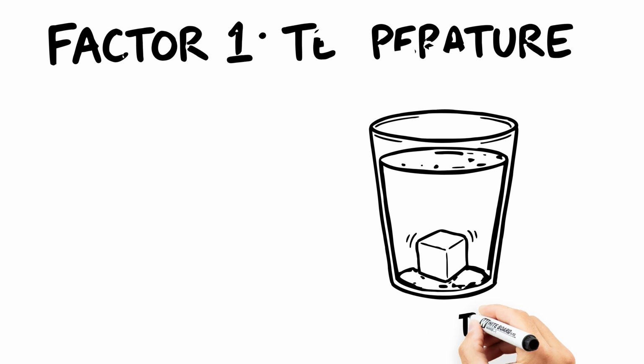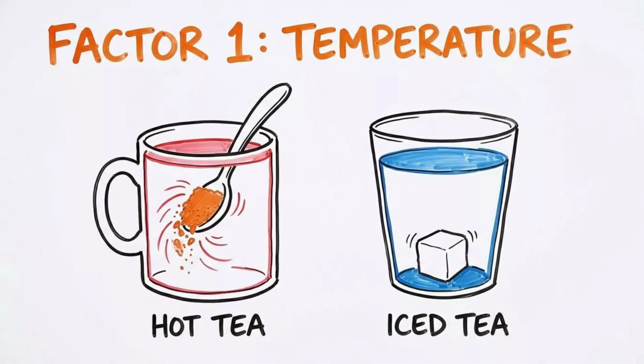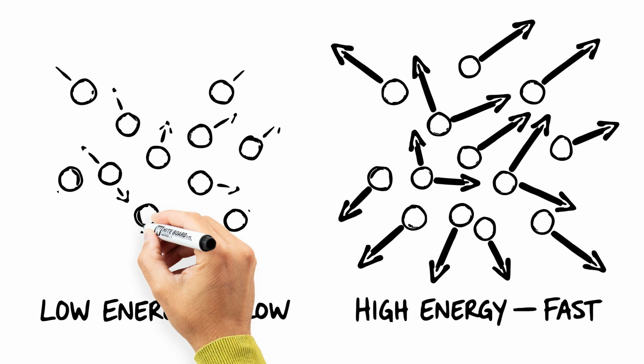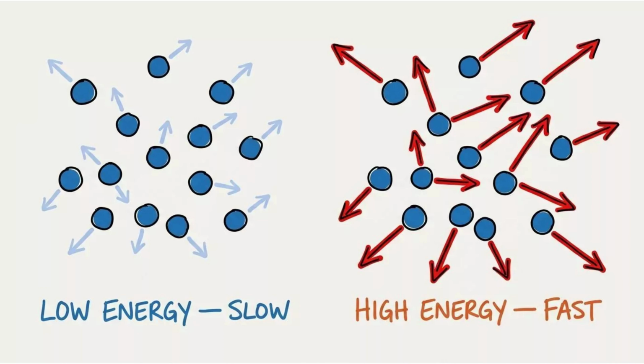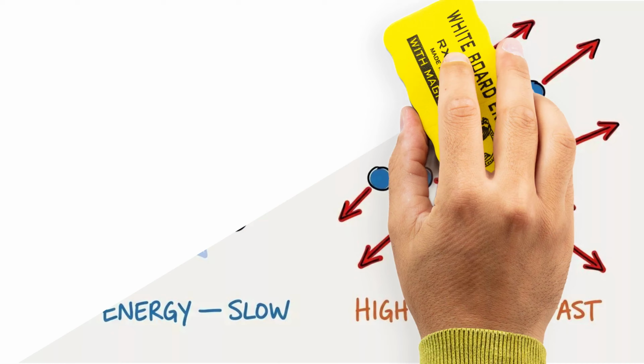Factor 1. Temperature. Have you noticed sugar dissolves much faster in hot tea than in iced tea? That's not your imagination. Temperature genuinely speeds up dissolving. Here's exactly why it happens. When you heat a liquid, you give its particles more energy. More energy means faster movement. Faster moving solvent particles collide with the solute more often and with more force. They break it apart faster.